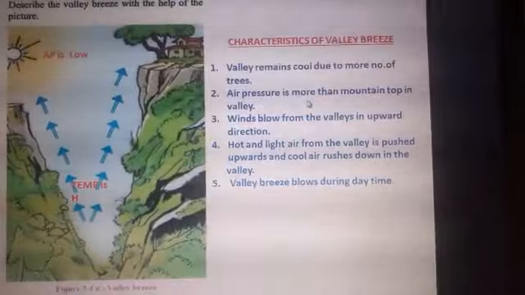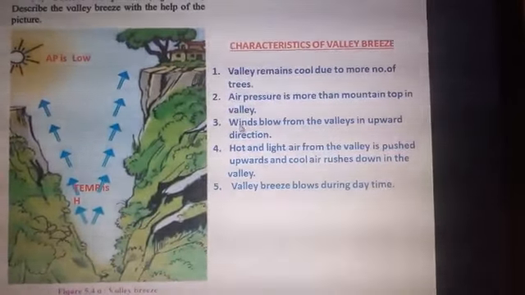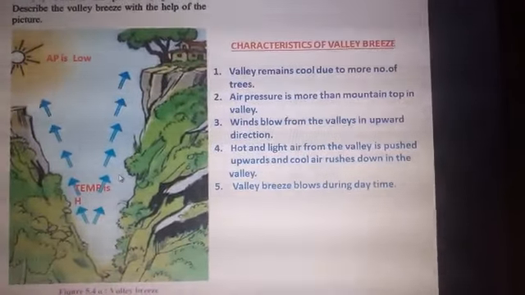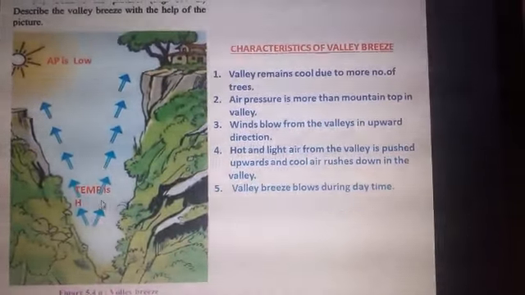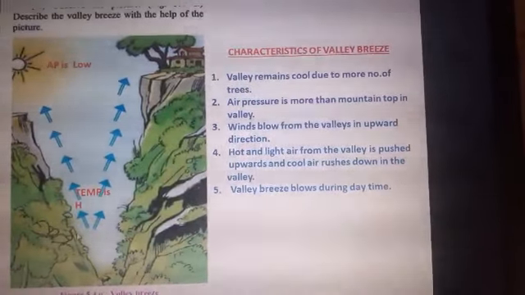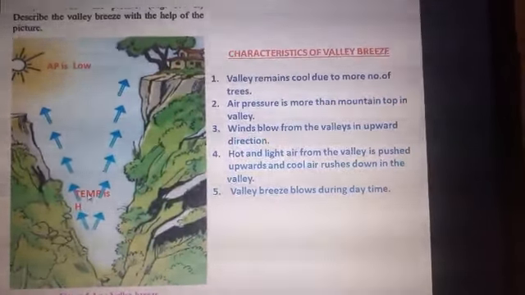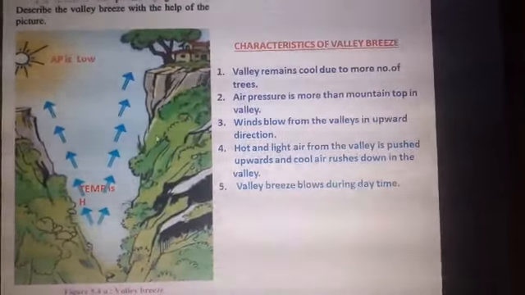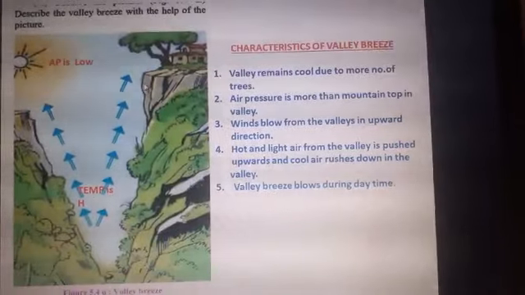Air pressure is more than the mountain top in the valley. Winds blow from valleys in the upward direction. Here the air pressure is higher and the temperature is lower; here the air pressure is low and the temperature is higher. So what happens? Winds blow from valleys in the upward direction. Hot and light air from the valley is pushed upwards.